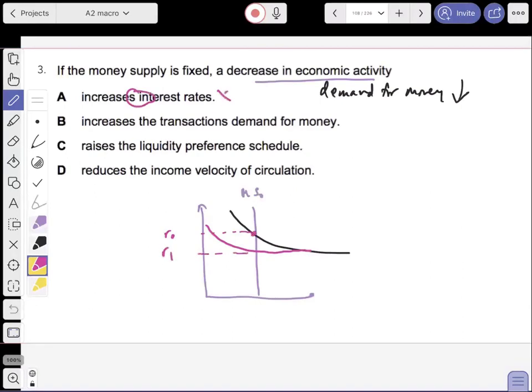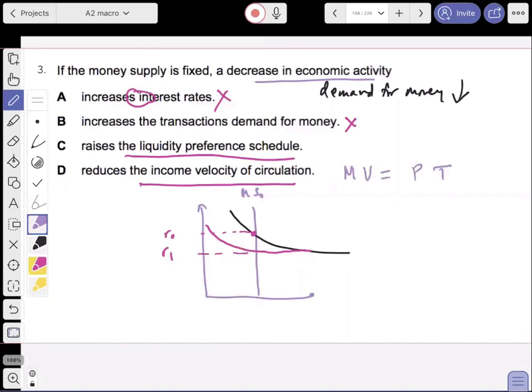So increasing interest rate doesn't really make sense because there's a decrease in economic activity. Now, increase the transaction demand for money, and the answer is probably not. It should decrease it. Raise the liquidity preference schedule or reduce the income velocity of circulation. Now look at this, guys. If MV equals PT is the equation, and money supply is fixed, and PT is going down, because PT means your nominal GDP, then one could argue V will go down. So D is the right answer.